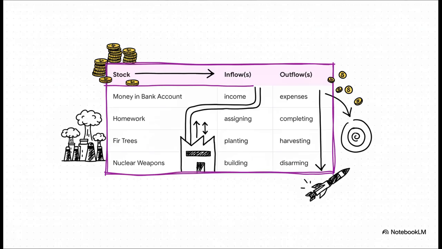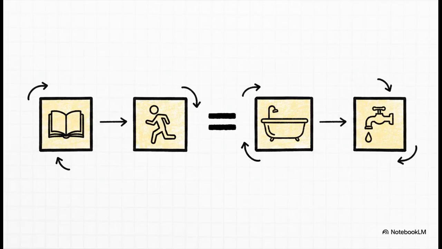It doesn't matter if you're talking about money in your bank account, where your income is the inflow and expenses are the outflow, or something as huge as nuclear weapons, with building them as an inflow and disarming them as an outflow. The fundamental logic is exactly the same. You've always got a stock that's being changed by flows. And really, this is what I want you to walk away with. Stocks and flows are like the fundamental grammar of system dynamics.